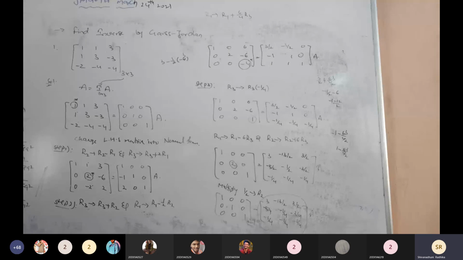Gauss Jordan is 50-50 chances. So you have to practice. There is no chance to leave the Gauss Jordan, but not more weightage. But you have to prepare Gauss Jordan, right? And the last topic in the first unit is the Gauss Seidel iteration method. Are you following, all of you?